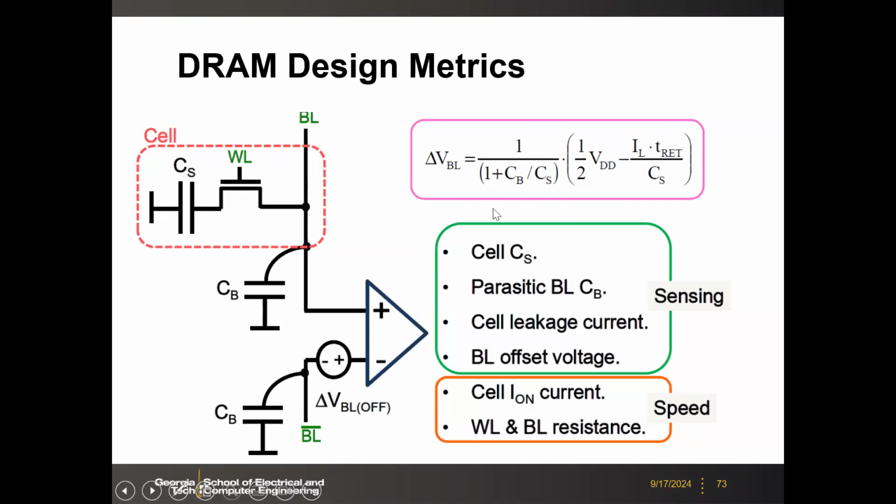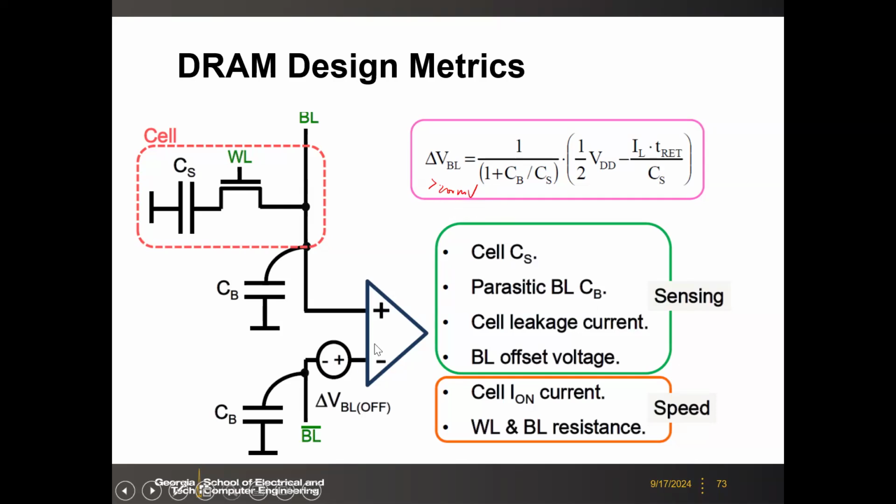So you see those parameters, right? Let's say if you maintain this larger than 200 millivolts for practical design, then your CBL versus CSN needs to be maintained. And then the cell leakage current needs to be minimized. And on top of that, why do we need 200 millivolts? Because this needs to compensate for any process variation and also thermal noise to deterministically read out the data, right?